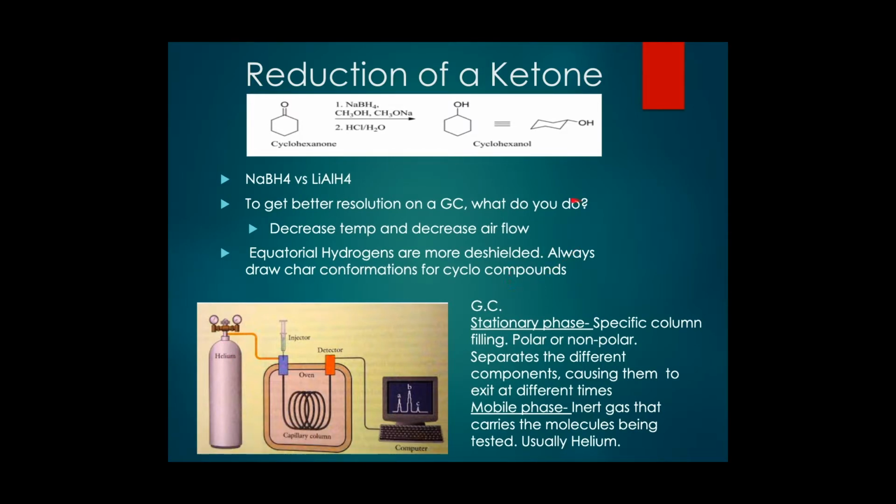So going back to this question right here, how would we get a better resolution on a gas chromatography machine? Well, you could decrease the temperature or decrease the airflow, and that would allow for a higher resolution. Equatorial hydrogens compared to axial hydrogens are more deshielded, or have a higher ppm on an NMR spectrum. Always draw a chair conformation when you have a cyclic compound, like so.